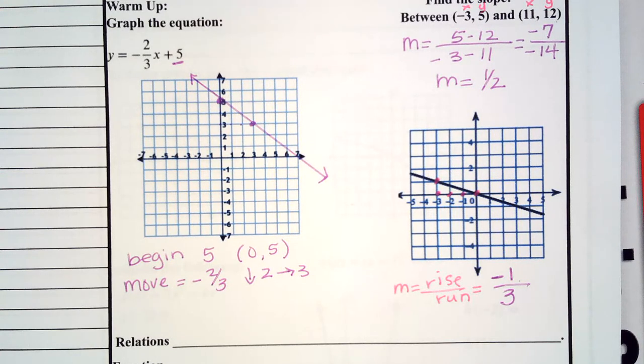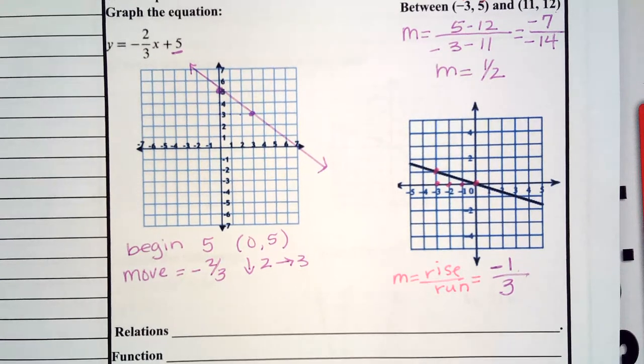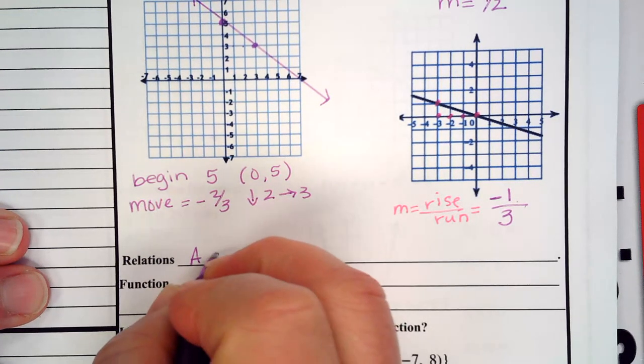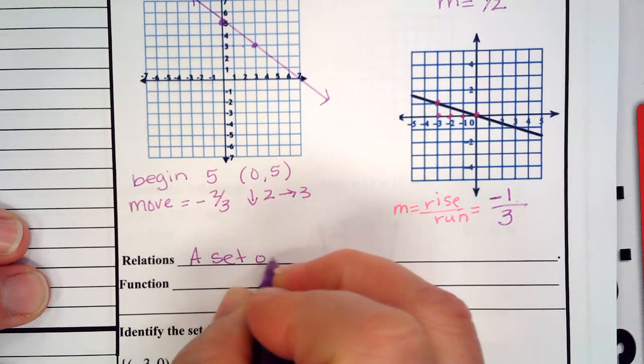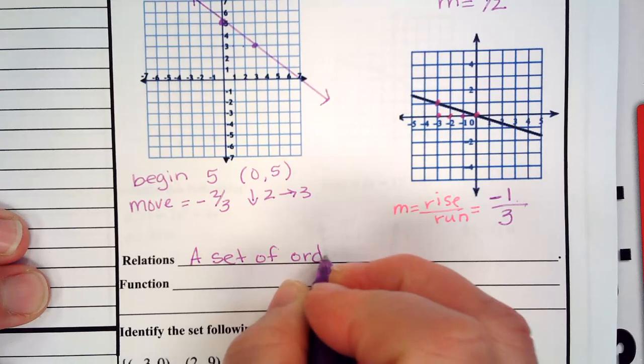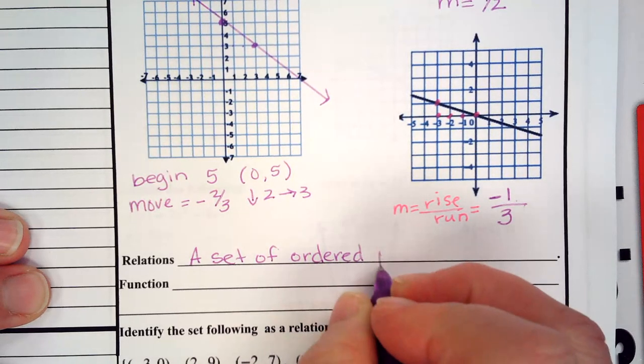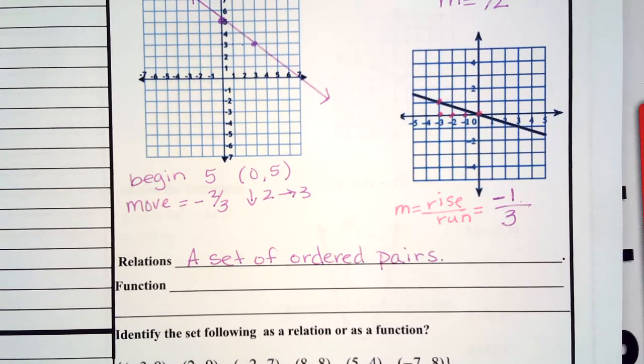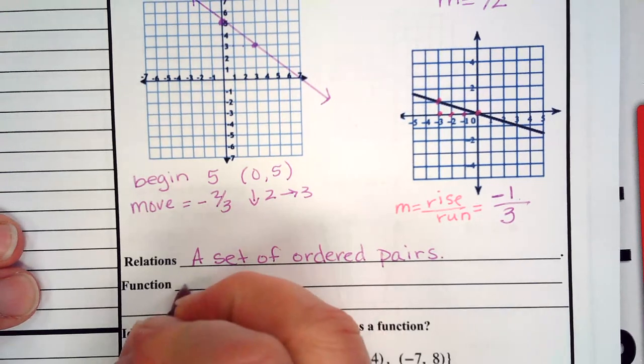What is a relation? The first thing we talk about is relations, because there's 2 different things that can happen when you're pairing up numbers. You can have a relation which is just any set of ordered pairs. There's no specific characteristics to a relation. However, a function is a relation that has a specific characteristic.